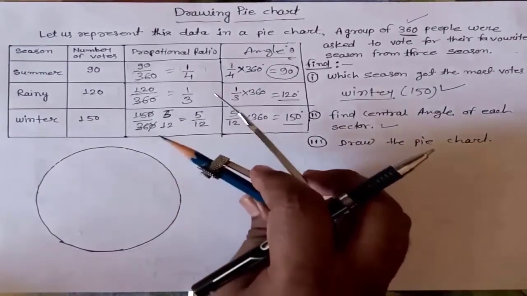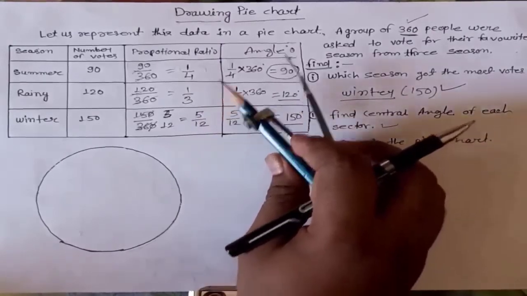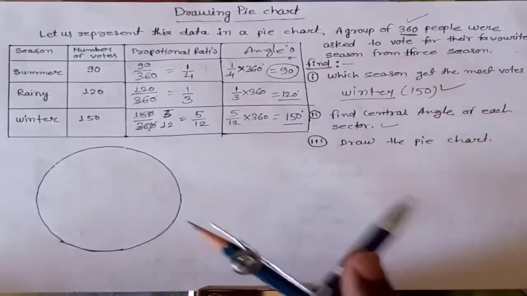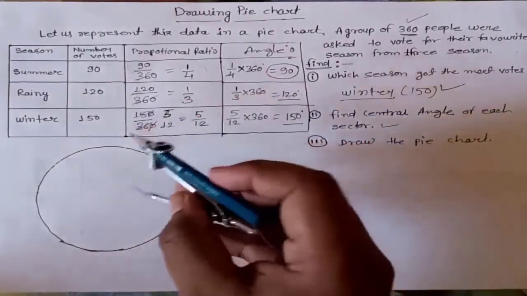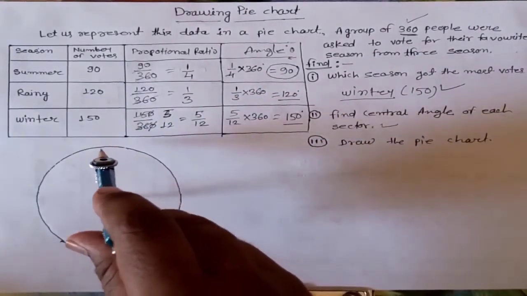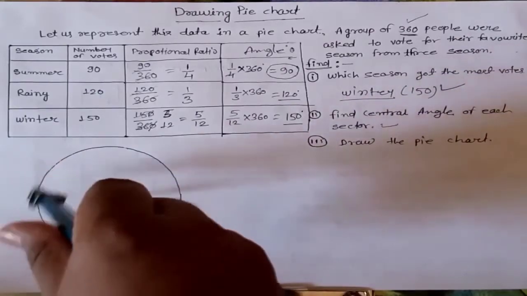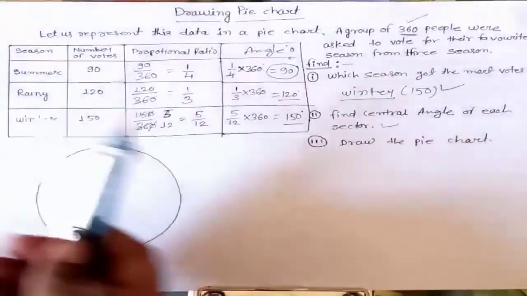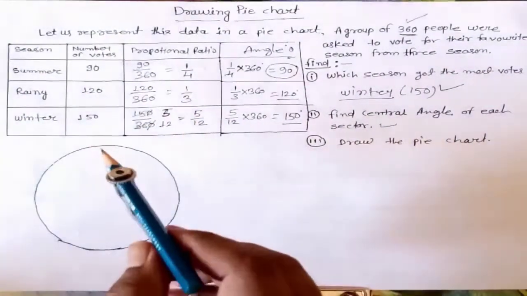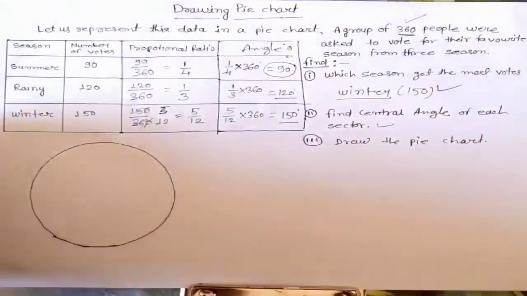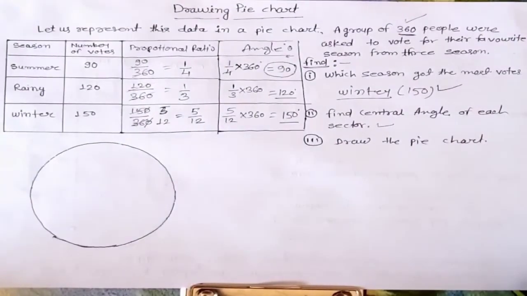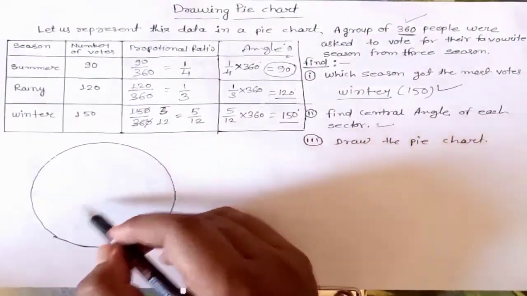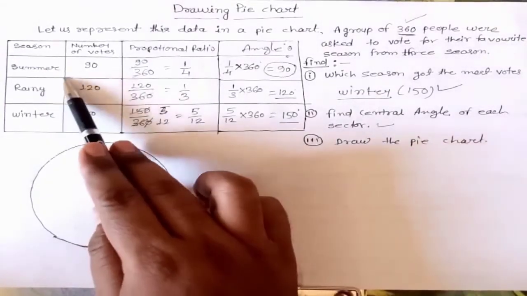Now with the help of this data we have to make a pie chart. For this, you just make a circle of any size. With the help of this protractor you can draw a circle over here, right? Any size you can take, smaller or bigger, it doesn't matter. You just make a circle, right? After making the circle, you have to divide this circle into 3 sectors.